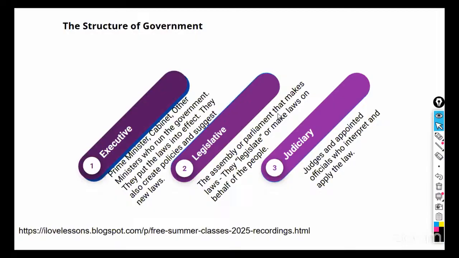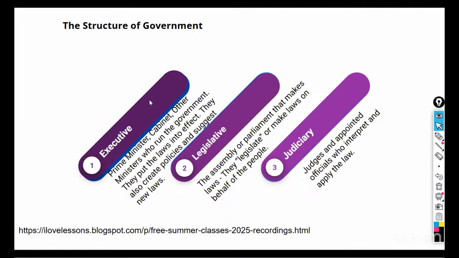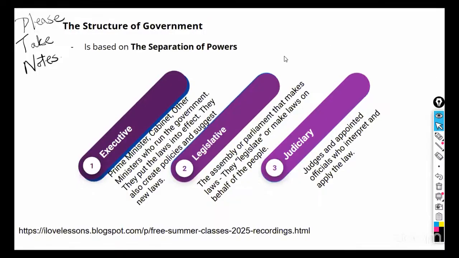Okay. Now you can write. All right. So the structure of government, and you don't have to write your thing sideways. You could write it going straight down. So the structure of government is the heading. So I'm going to write, please take notes. This is an overview, and then the next page is going to have some more details on what actually each arm does. The structure of government is based on the idea of the separation of powers. So the separation of powers is an idea.